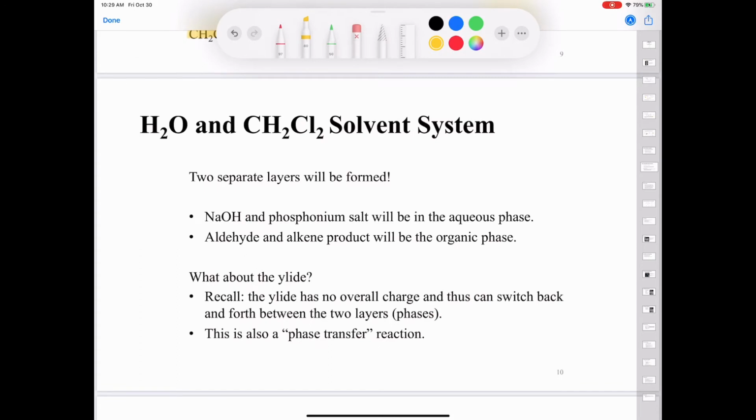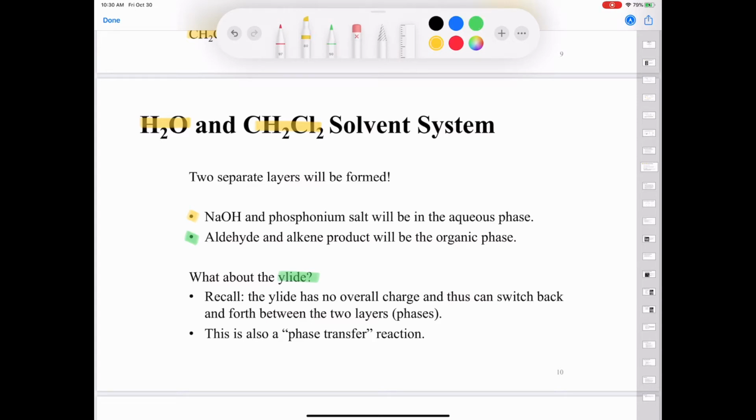The first thing you're probably thinking is, well, water and dichloromethane aren't miscible, so we're going to end up with two separate layers. The sodium hydroxide and the phosphonium salt, benzyl triphenylphosphonium chloride, are going to be in the aqueous phase. The aldehyde and the alkene product are going to be in the organic phase. Well, the ylide has no overall charge, and thus it can switch back and forth between both phases, both the aqueous and the organic phase.